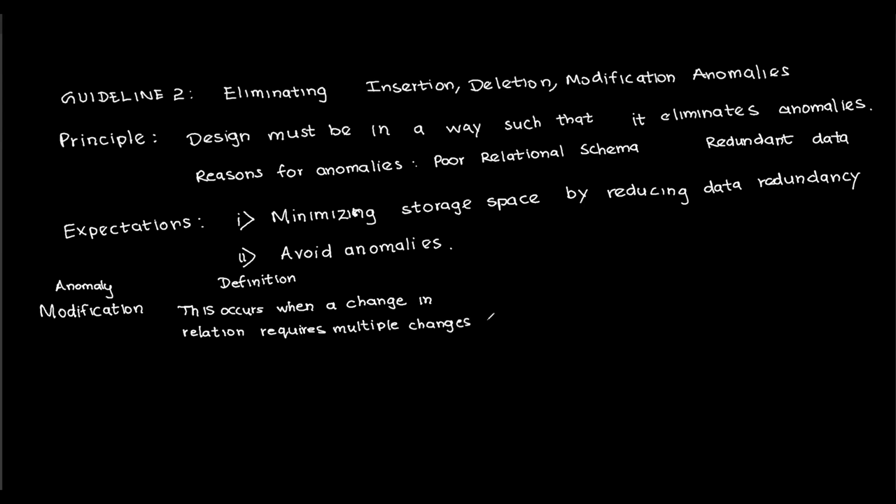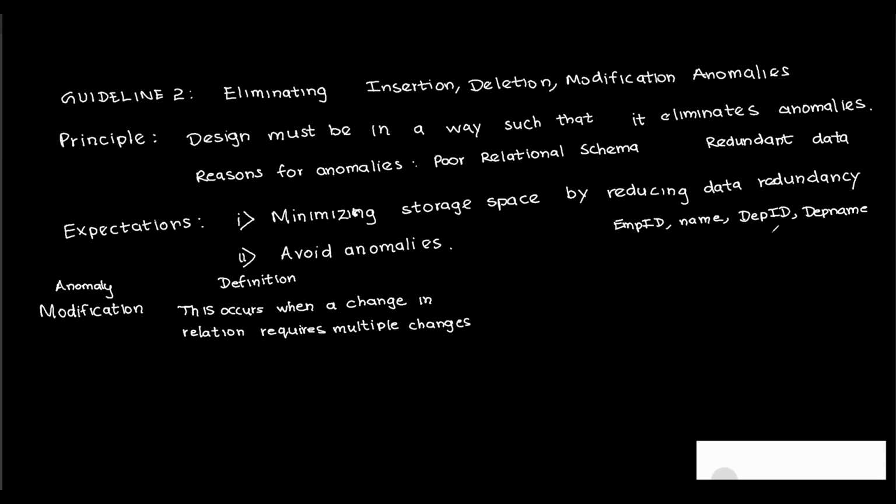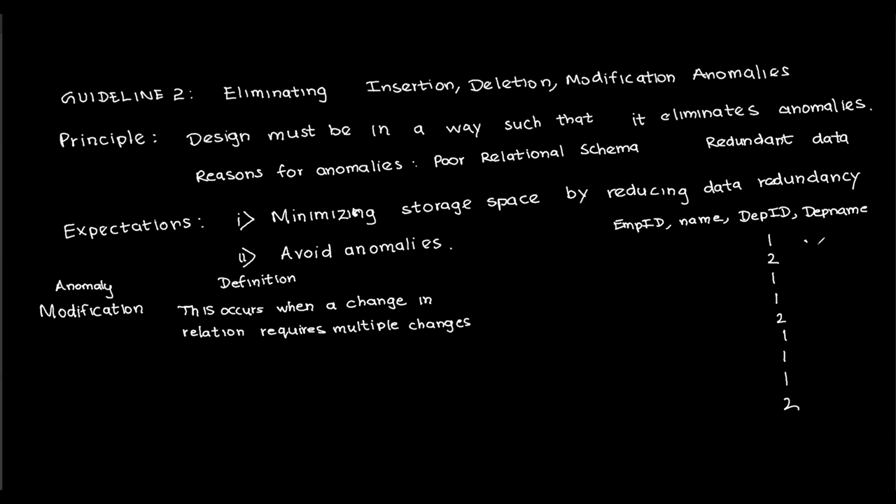For example, if you have department ID and department name in the employee relation, normally the employee relation has emp ID, name, and department ID. If you also have department name in the same relation, and you have to change the department name for a specific ID, let's say in a comma separated file, one, department name IT, and they are changing from IT to something else, so here everywhere it will be IT, here everywhere it will need to change.